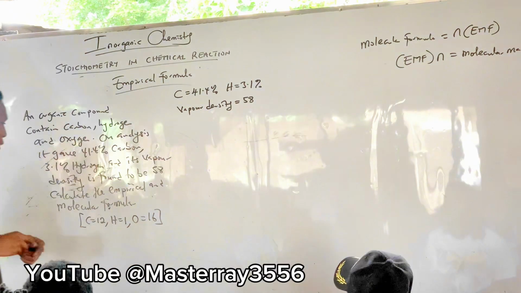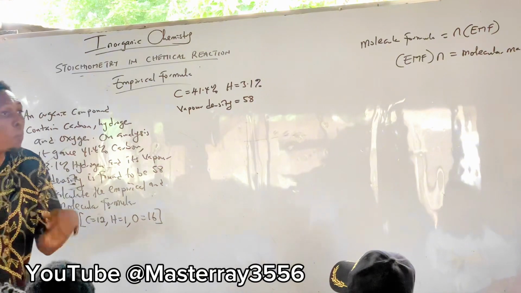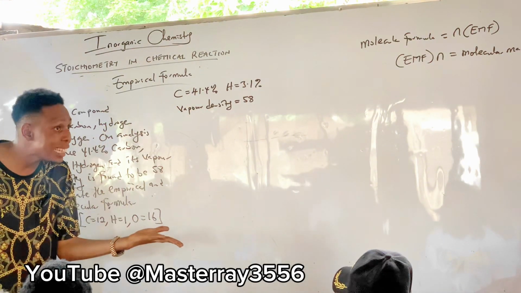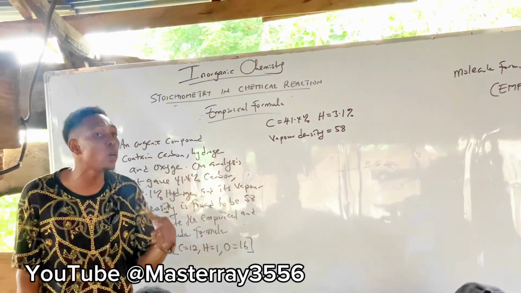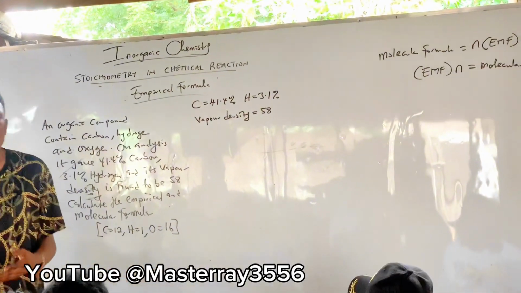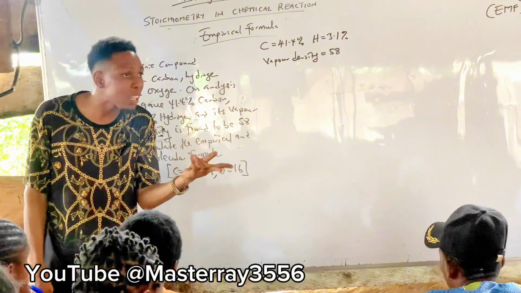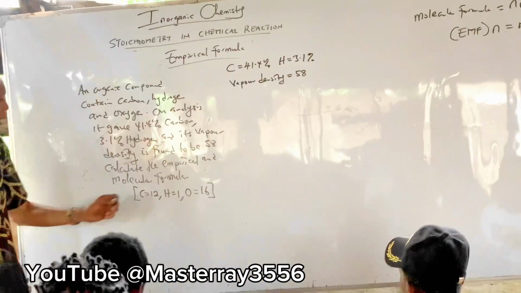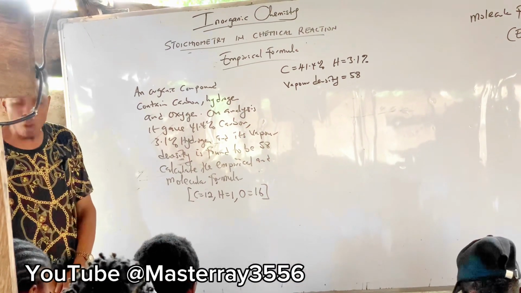Sometimes you will not be given vapor density, you will be given molecular mass. Are you getting me? But if you are not given molecular mass and you are given vapor density, to get your molecular mass, it is twice your vapor density. Are you following? So this time we are asked to calculate the empirical formula and the molecular formula.